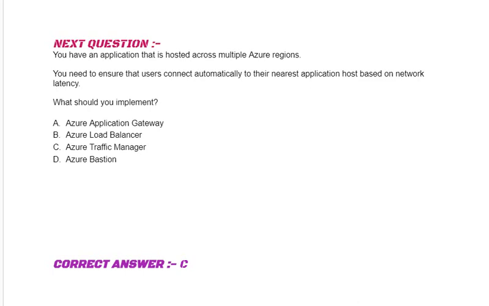Next question is, you have an application that is hosted across multiple Azure regions. You need to ensure that users connect automatically to their nearest application host based on network latency. What should you implement? Option A. Azure Application Gateway. Option B. Azure Load Balancer. Option C. Azure Traffic Manager. Option D. Azure Bastion. Correct answer is option C.